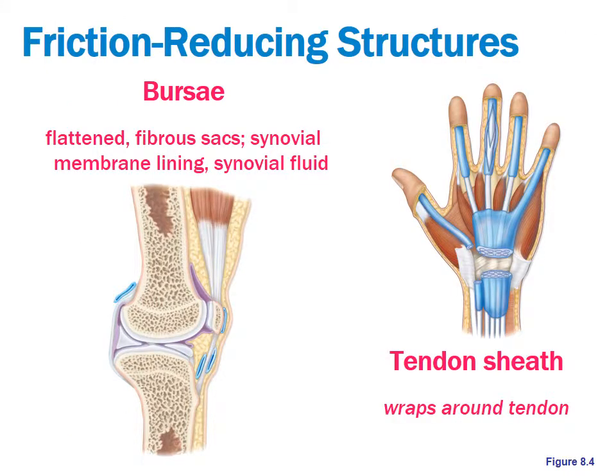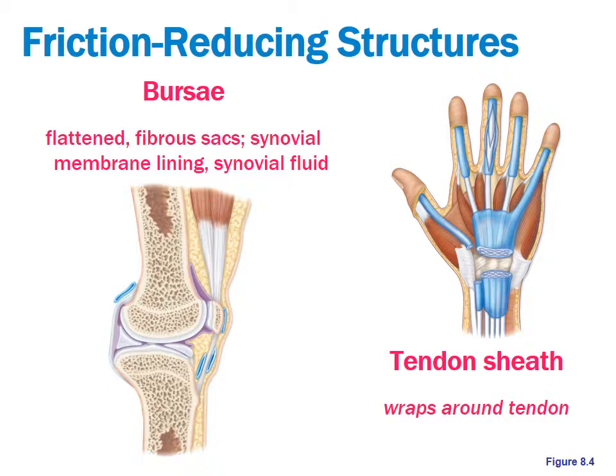Since synovial joints move easily, this means that the moving bone may rub against other structures like skin, tendons, ligaments, etc. This could potentially cause friction to build up.